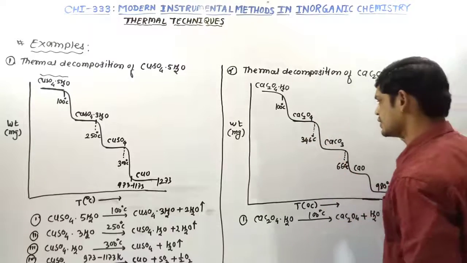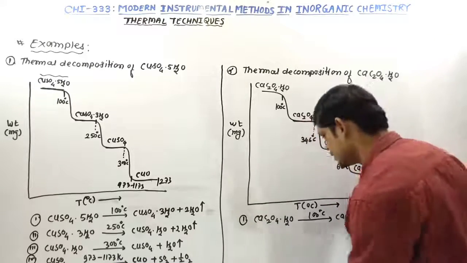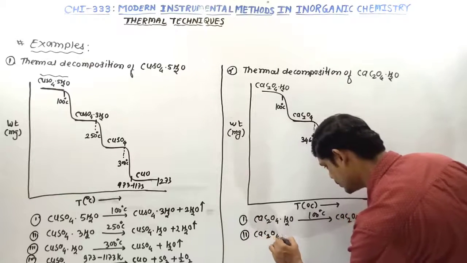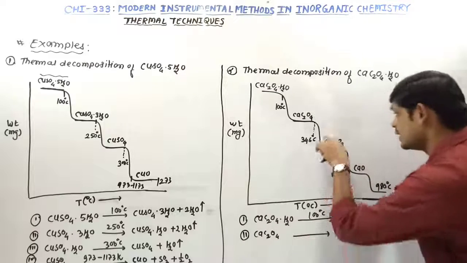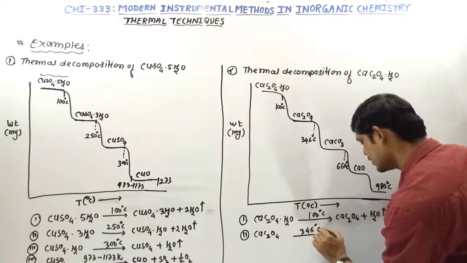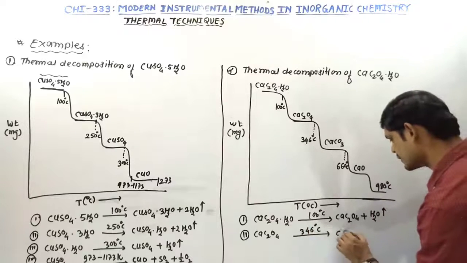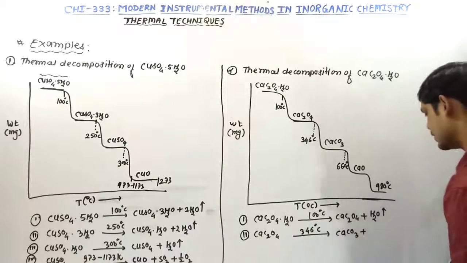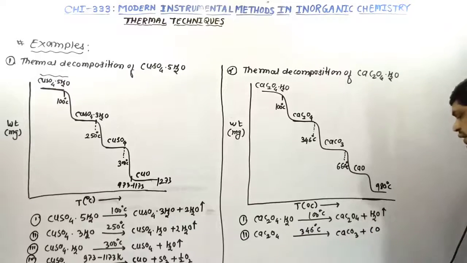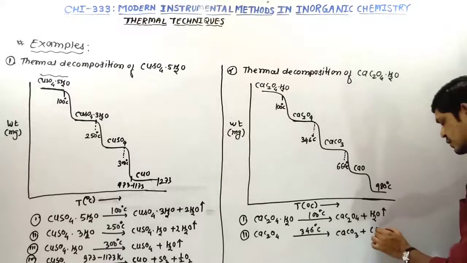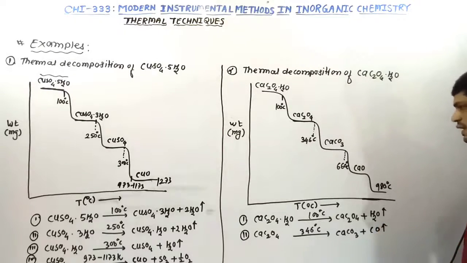In the second reaction, calcium oxalate, CaC2O4, when heated at about 346 degrees Celsius, will give the corresponding CaCO3, calcium carbonate, and along with that carbon monoxide will be obtained as a product. So this is the carbon monoxide gas.